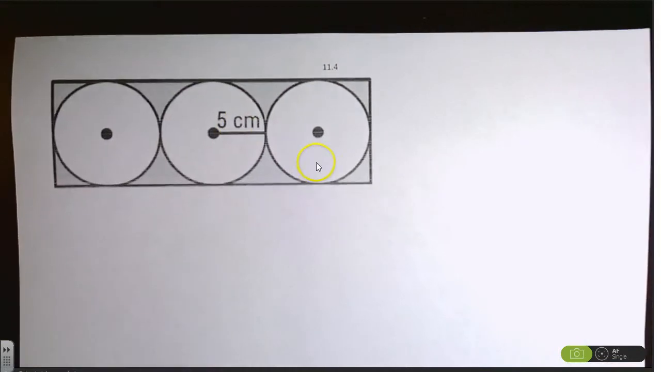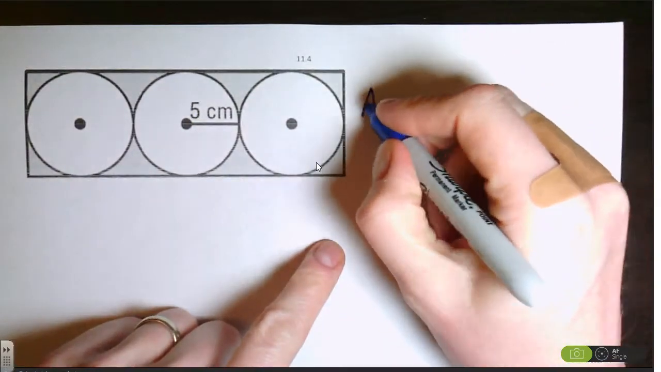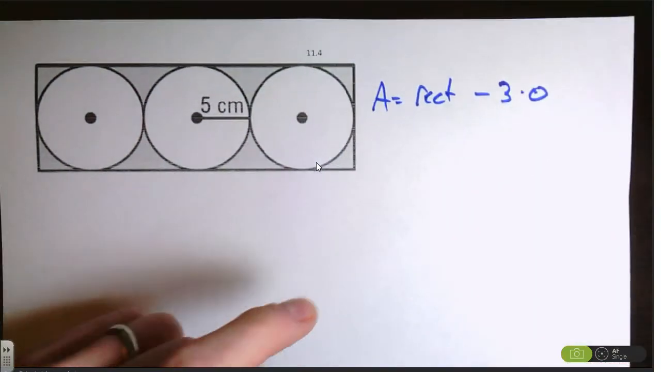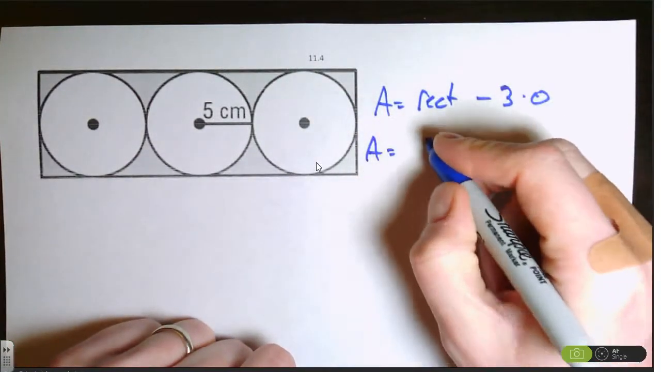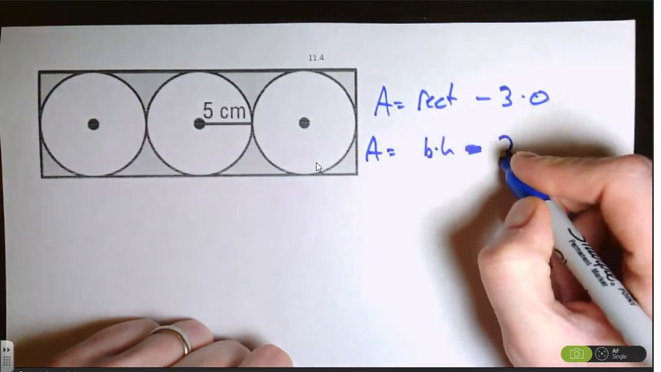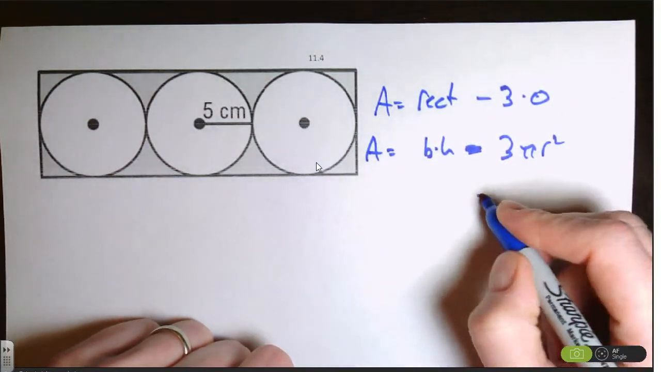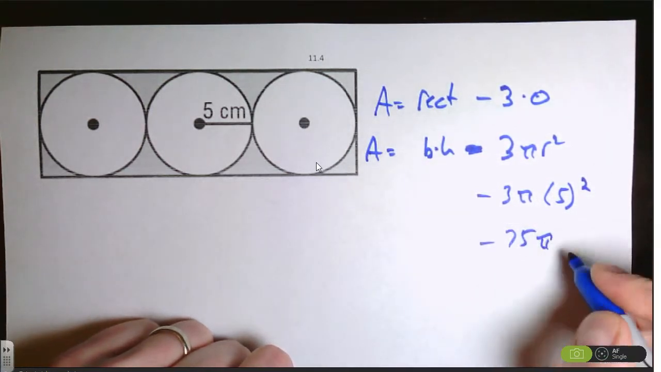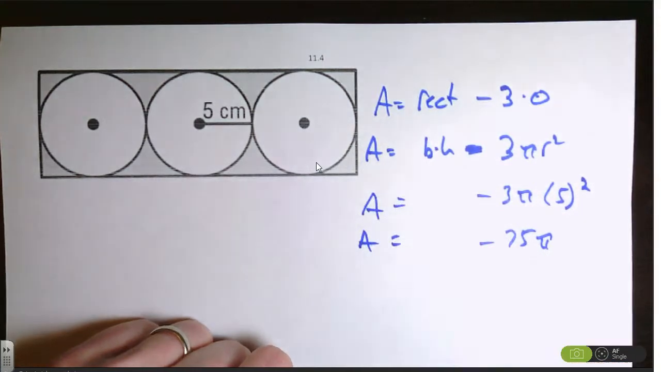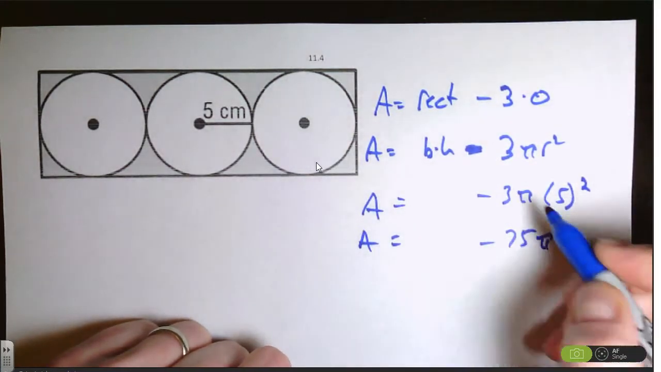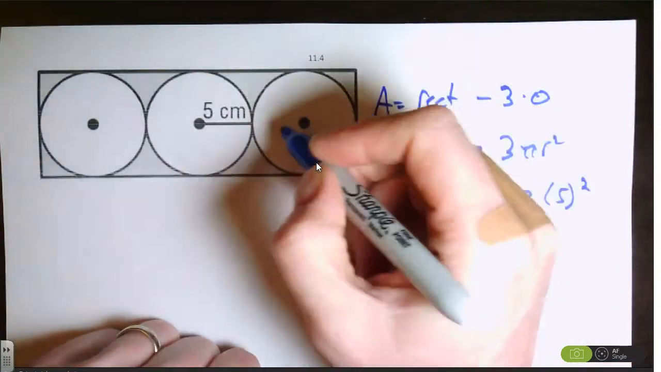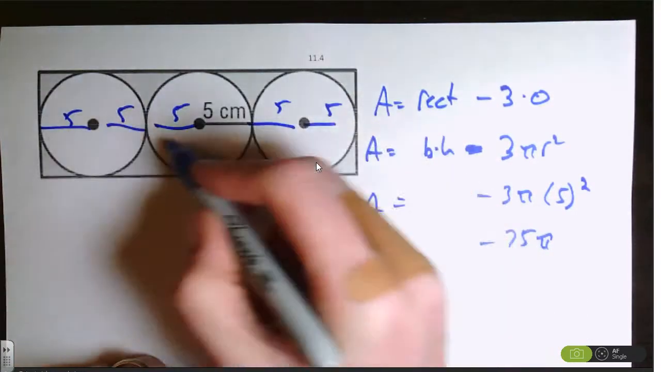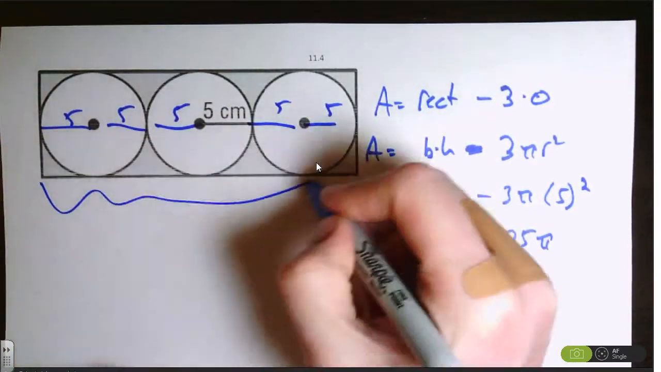Another area problem. Okay, so this time area is rectangle minus 3 circles. Rectangle's base times height. Circle is pi r squared. Well, this is pretty obvious for the circle part of it. It's a radius of 5, which is 75 pi if I do this exactly, because 25 times 3 is 75 pi.